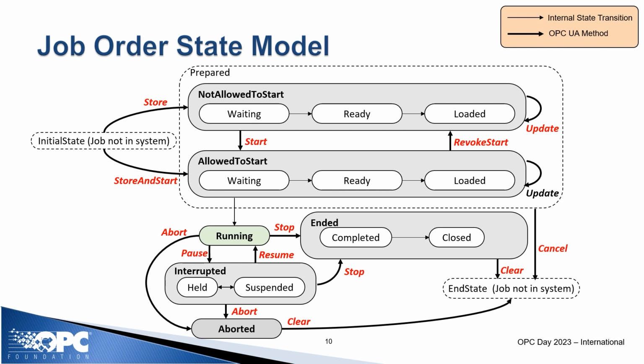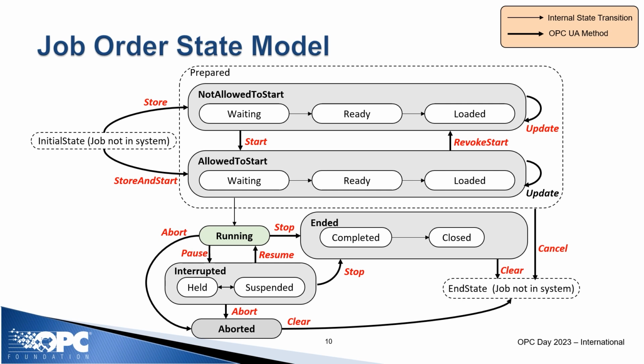And here's the state model for that job order. Now, many times when you're looking at an OPC UA state model, you're generally looking at a state model of a piece of equipment. Well, in this case, we're not really looking at a state model on a piece of equipment. We're looking at an activity that's going on inside the equipment. And you may have multiple jobs down there. You may have multiple jobs that are downloaded but not yet allowed to start. And then you may have one that's starting.